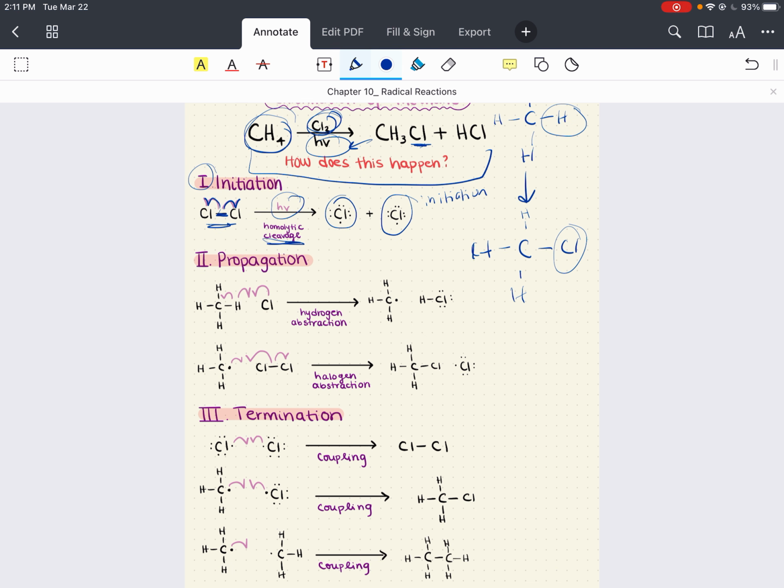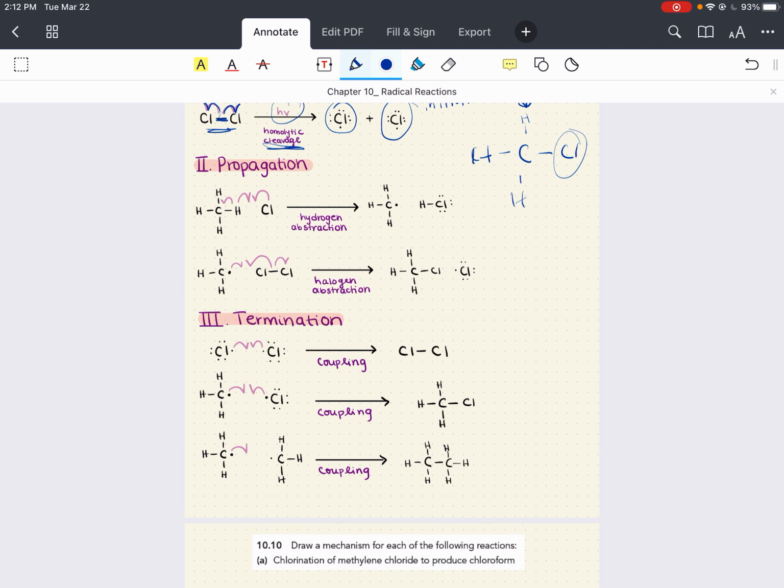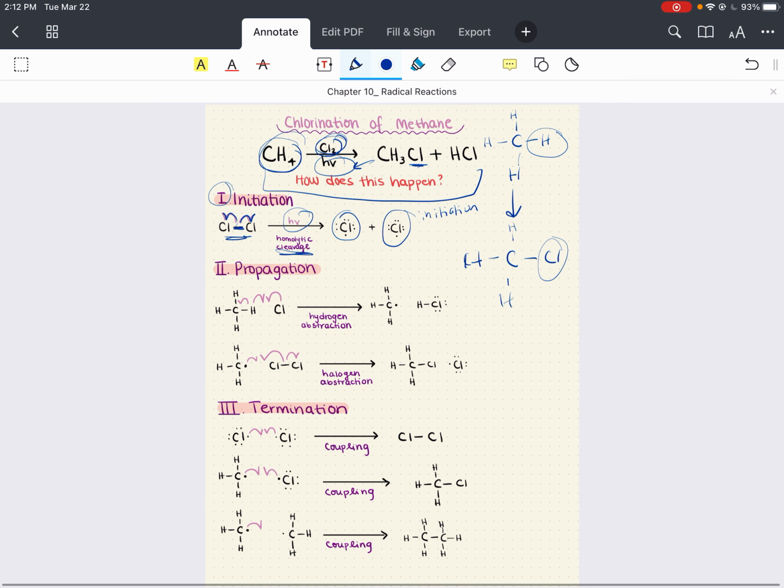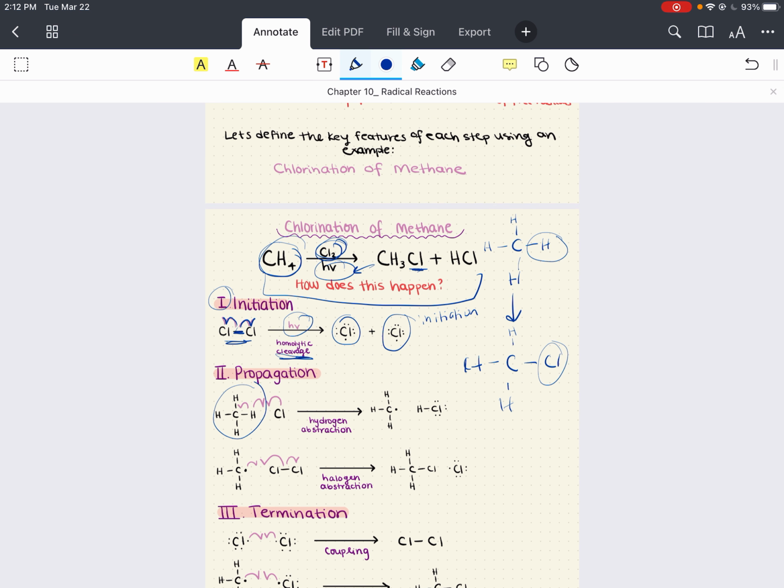And the sum of each step that occurs in propagation is going to give the net reaction. So our ultimate reaction is that we want to take methane and convert it to this chloromethane. We start off with methane, and we are replacing one of the hydrogens with chlorine. That is ultimately what we're trying to do.